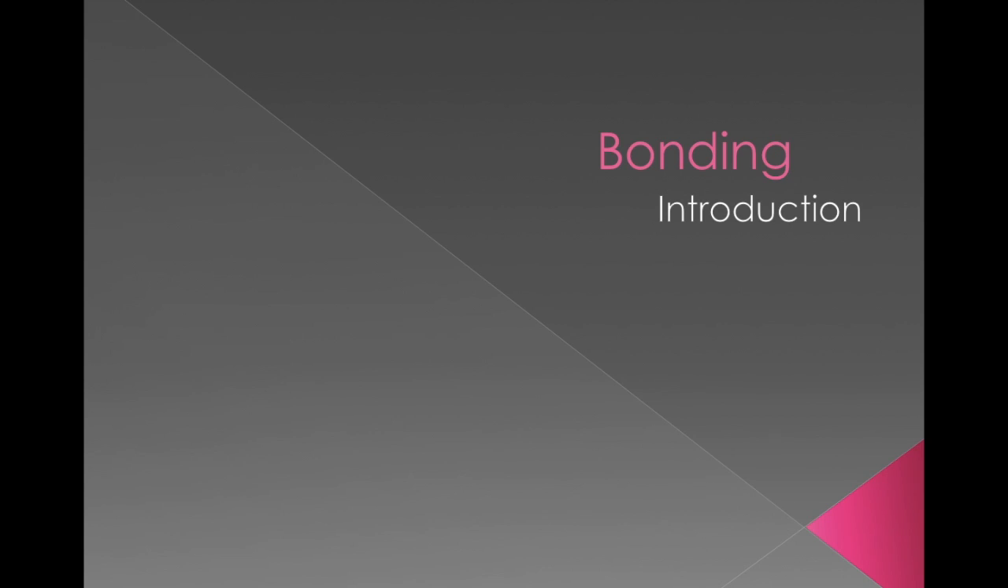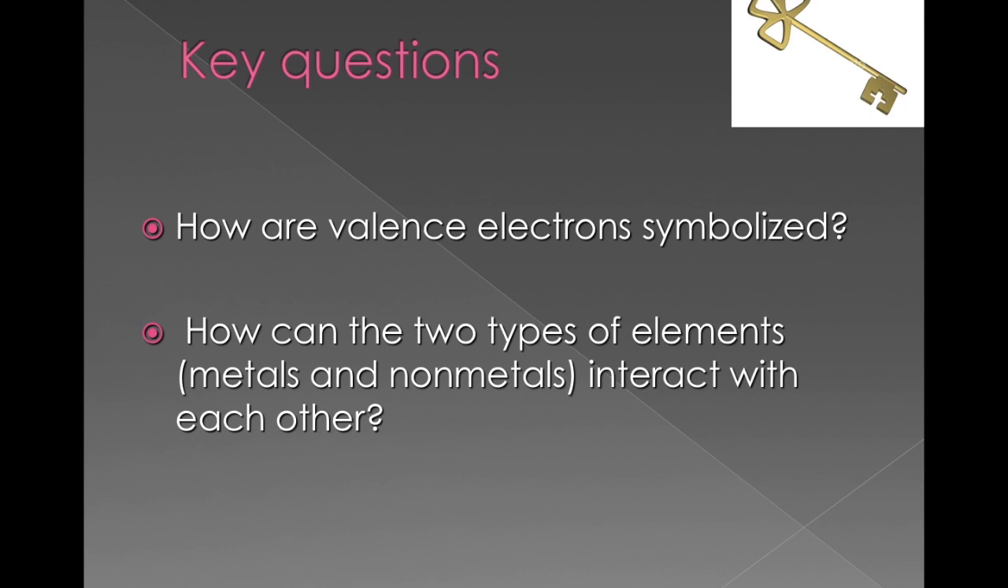Next, we're going to talk about chemical bonding. We talked about electron configuration before bonding because the electron configuration dictates how an element is going to react and how it is going to form compounds.